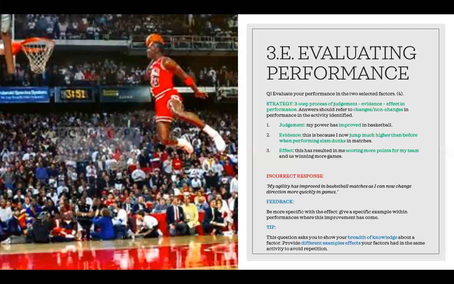So if you look at physical, for example, my power has improved in basketball. So you've given the judgment, which is a good start. The evidence needs to reflect the change. What is the improvement? Give the evidence. I know this is nonsense, because I'm talking about slam dunks and that just doesn't happen. But this is because I now jump much higher than before when performing slam dunks in matches. It's evidence, and you can say it's a reason why they've said it, if you want to do that. So the evidence is they're jumping much higher than before performing slam dunks in matches.